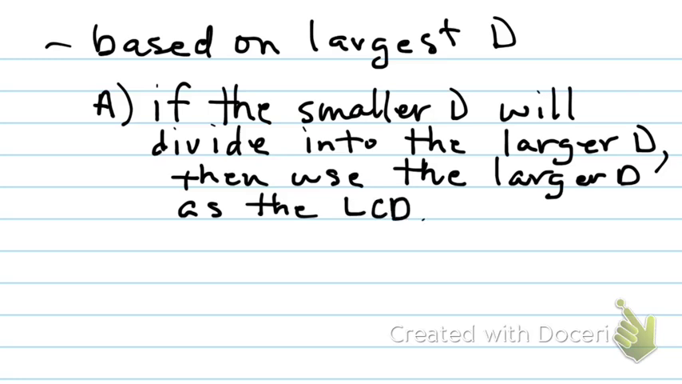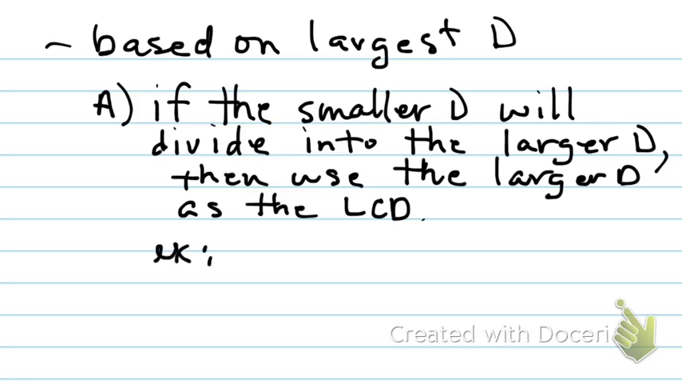The larger one is going to be the smallest thing they'll both divide into. But again, that only occurs if the smaller one divides evenly into the larger one. So let's look at a few examples. Now remember, your examples are going to be on the side. Mine are in the bottom because this thing's not wide enough for me to write them on the side.